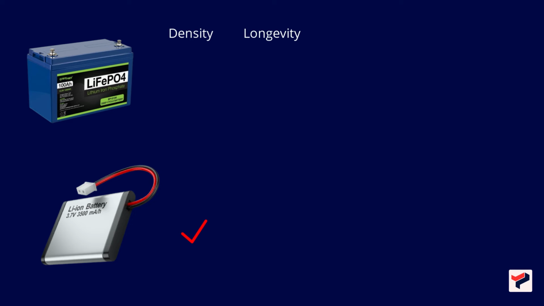The second difference between Li-ion and LiFePO4 is that LiFePO4 has better life cycles, which basically determines the lifespan of a battery, measured in the number of charges. Its life cycles range between 1,000 and 10,000, which is much higher than Li-ion's 500 to 1,000 life cycles.